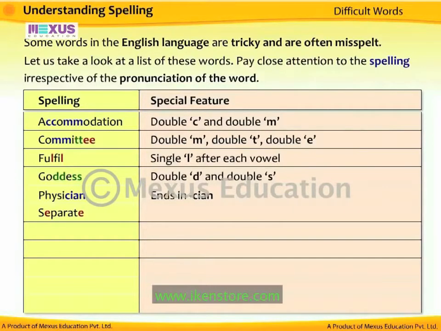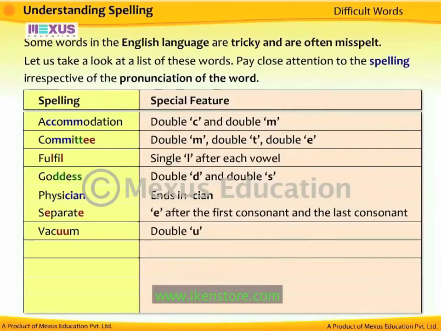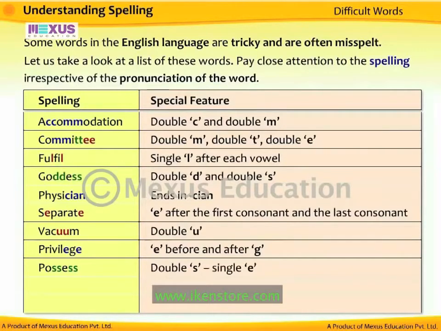SEPARATE, separate. There is an E after the first consonant and the last consonant. VACUUM, vacuum, has a double U. PRIVILEGE, privilege. There is an E before and after G. POSSESS, possess. The double S is followed by a single E, which is followed again by a double S.